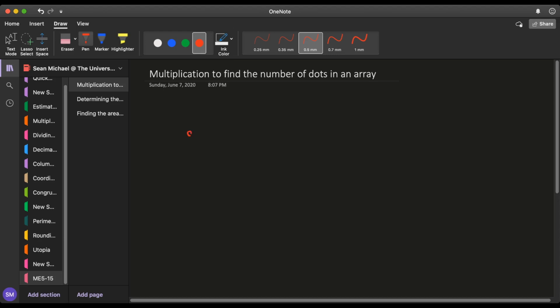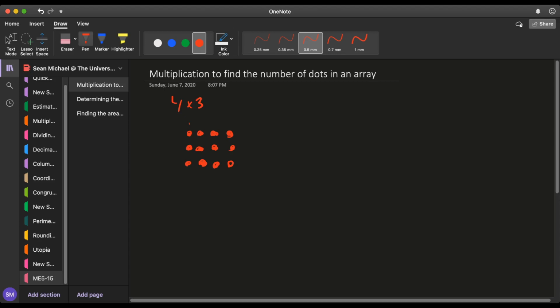So I'm going to make a little array here, like we had at the beginning of last week or something like that. This is a 4 by 3 array. It's 4 across, right? There are 4 dots along the top and 3 vertically. Sometimes people would call this 4 by 3 or 3 by 4, regardless. The question here is just how do you figure out how many dots are in here?